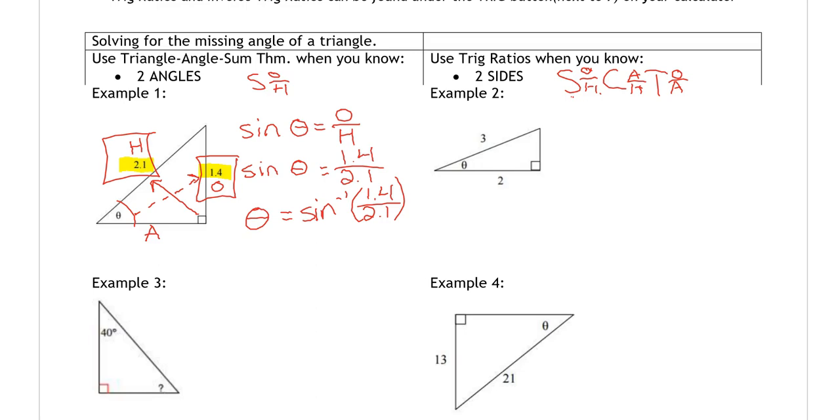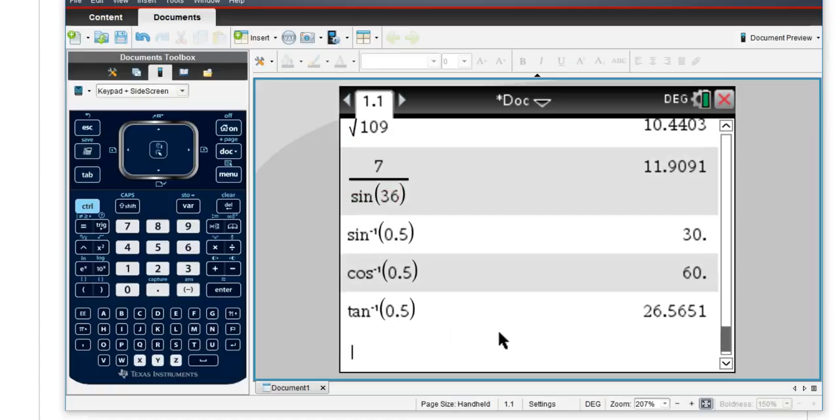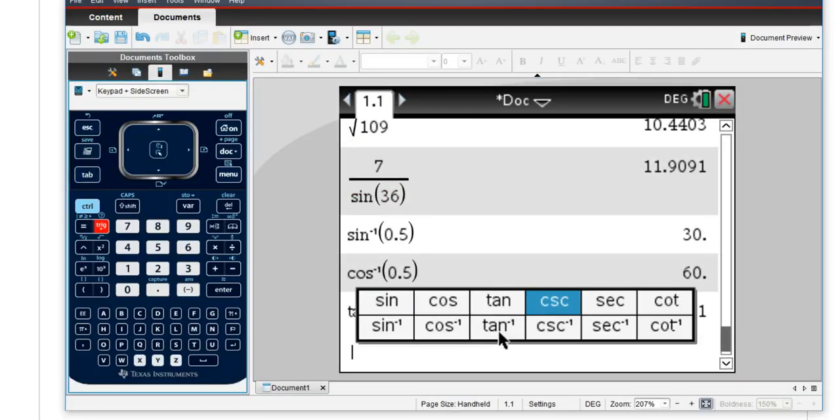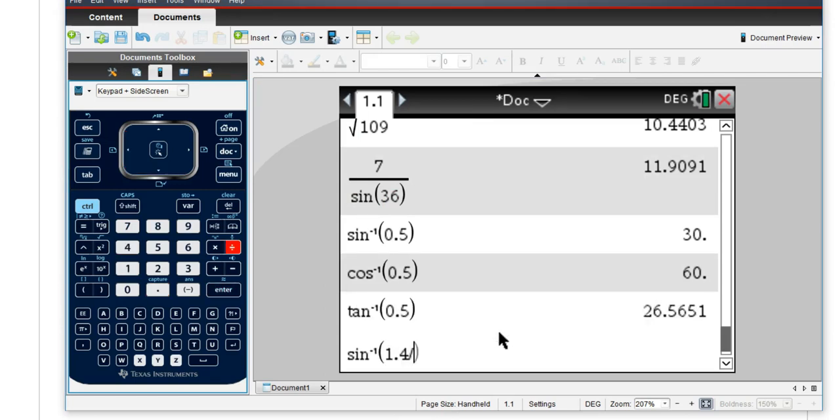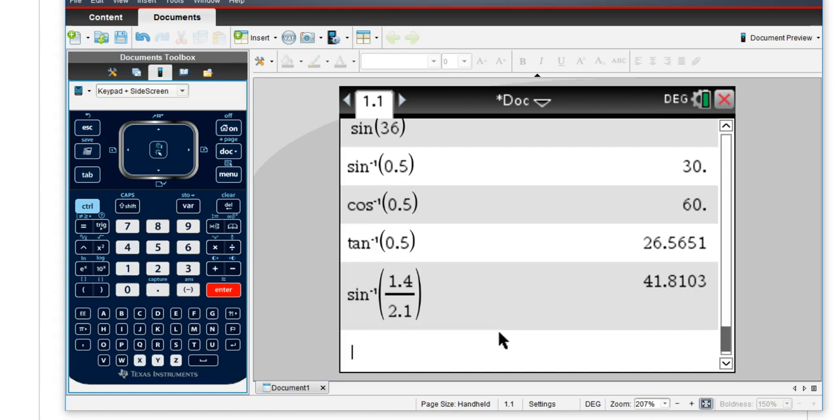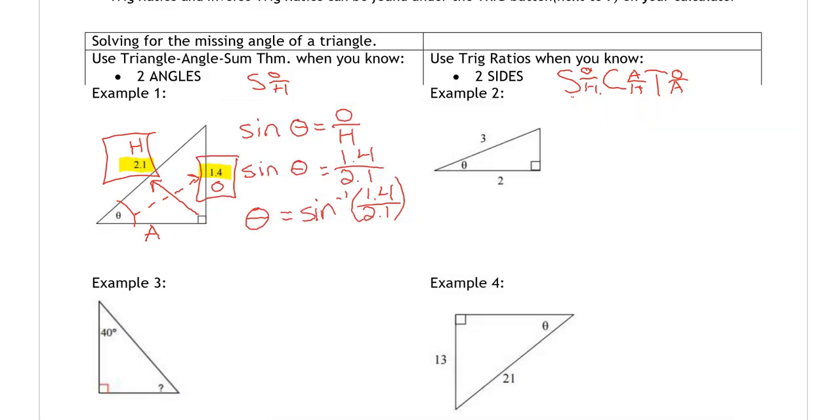Then I just have to type this in my calculator. The inverse sine of 1.4 divided by 2.1. And I'm going to round to the nearest degree. Theta equals 42 degrees.